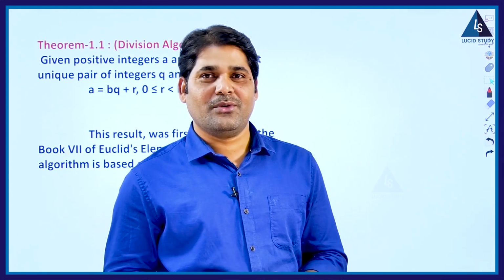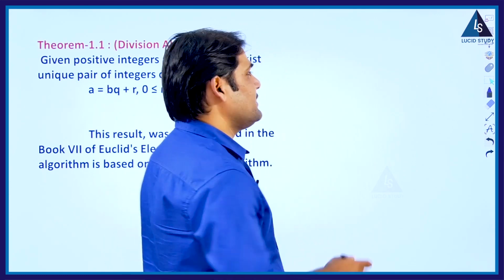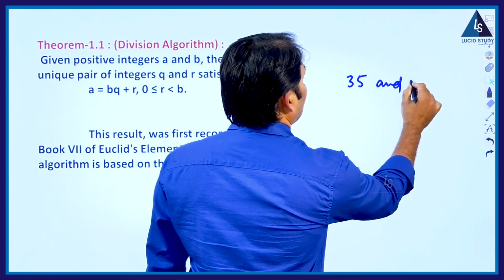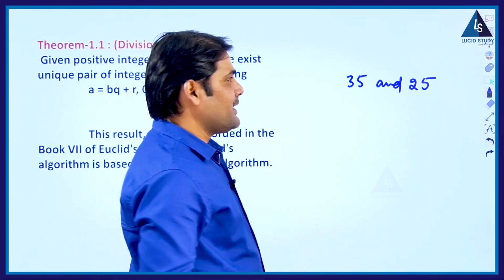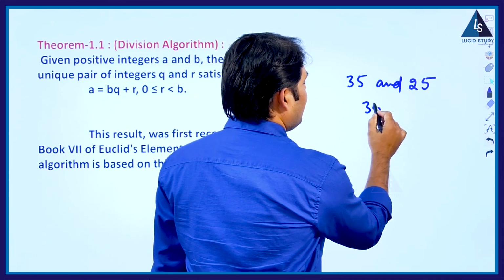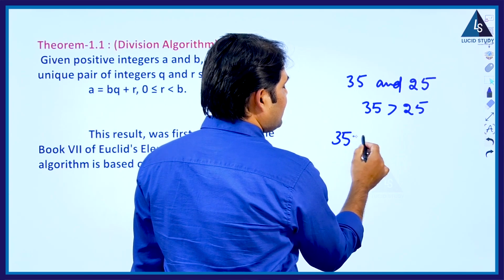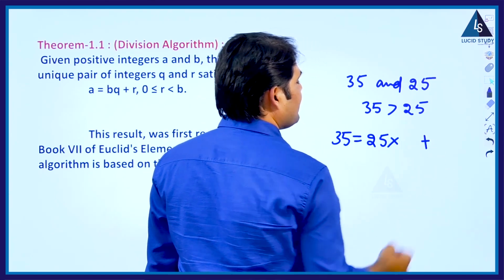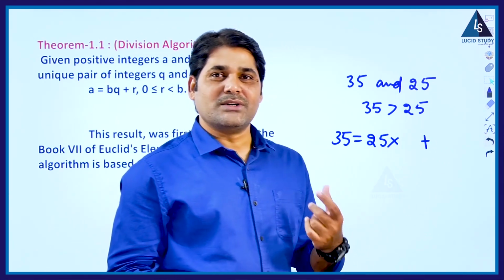Now one more I will give you, you will understand better, right? I will take two numbers now. Suppose I take 35 and 25. Now in this, which one is bigger? 35 is greater than 25. So therefore 35 can be expressed as 25 into some number plus some number. So what are these two? Those are the quotient and remainder.